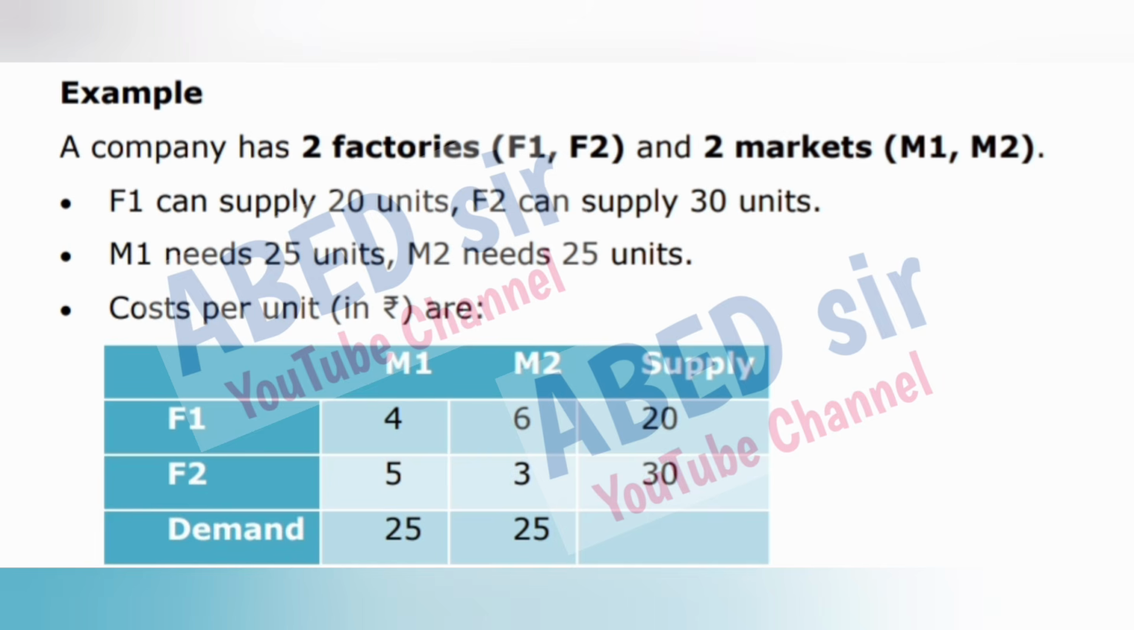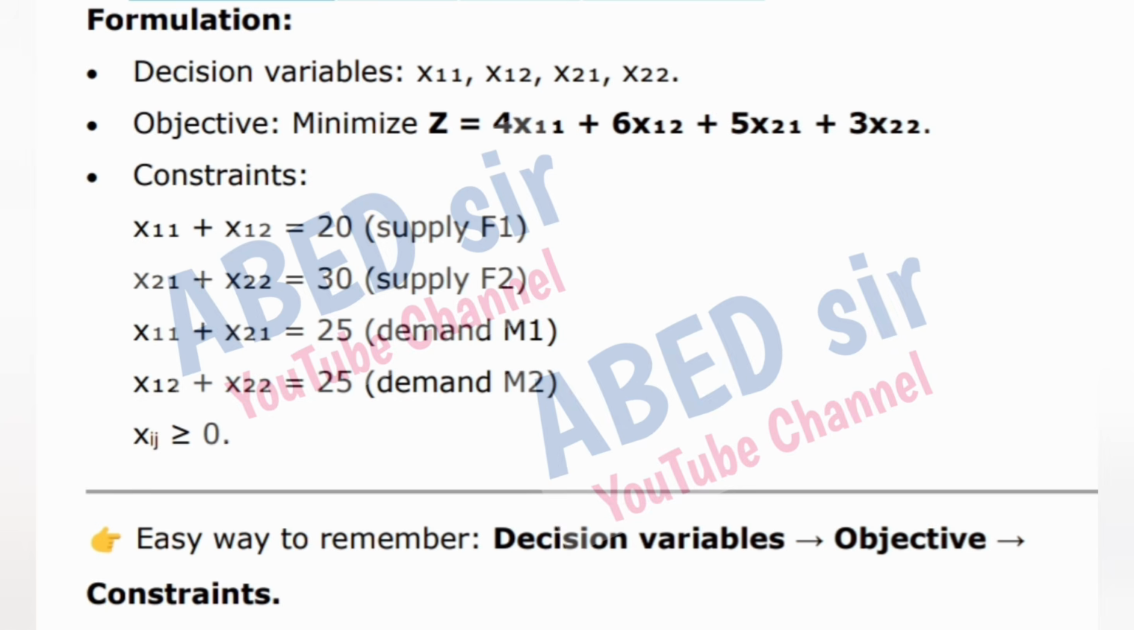Example: a company has 2 factories, F1 and F2, and 2 markets, M1 and M2. F1 can supply 20 units, F2 can supply 30 units. M1 needs 25 units, M2 needs 25 units. Costs per unit are, for M1 and M2: F1: 4, 6, supply 20; F2: 5, 3, supply 30. Demand 25, 25. Formulation. Decision variables x11, x12, x21, x22. Objective: minimize Z = 4x11 + 6x12 + 5x21 + 3x22.